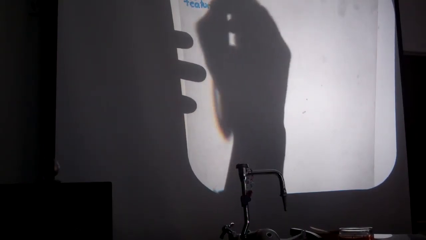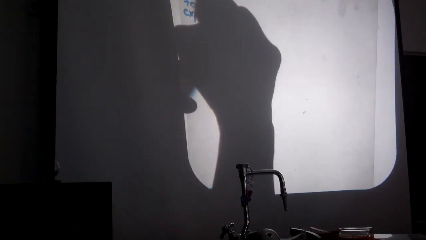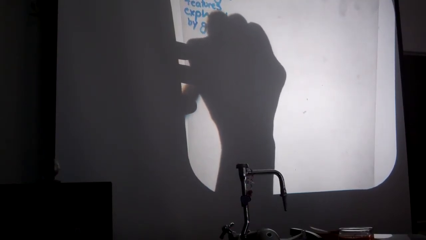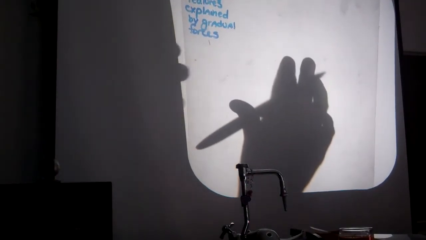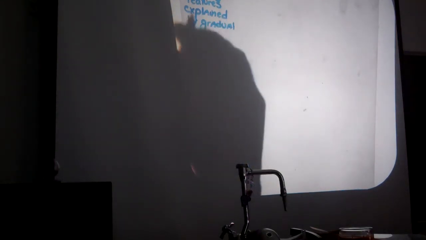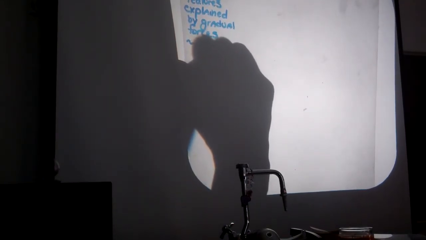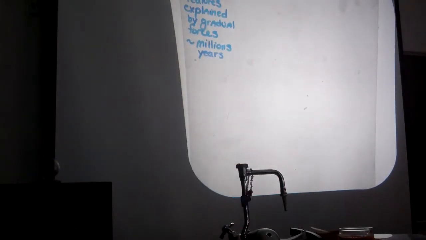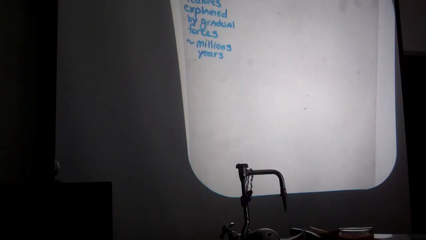He said that those geologic features, like mountains and outcrops, can be explained, like where did they come from, by very gradual forces. In other words, a mountain just couldn't be built in a day. This was the first guy to say it wasn't hundreds or thousands of years. It took millions of years for these rock formations to form.